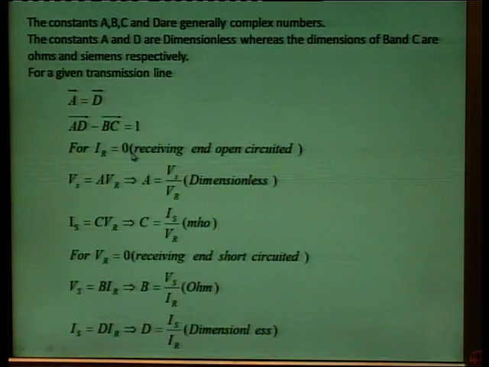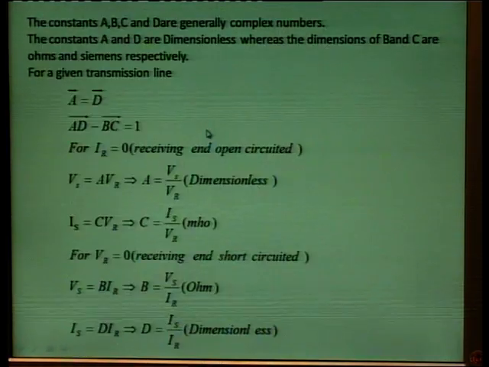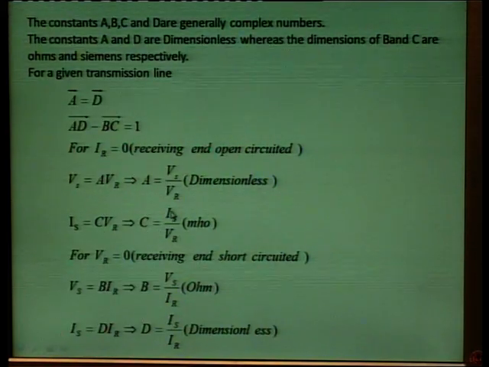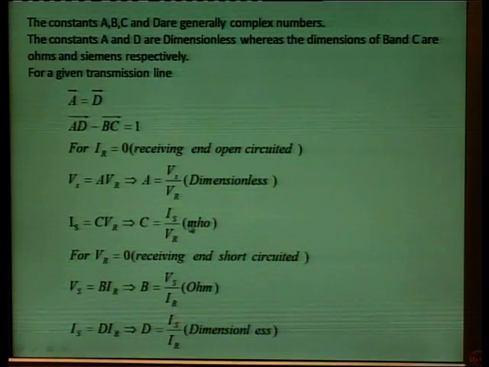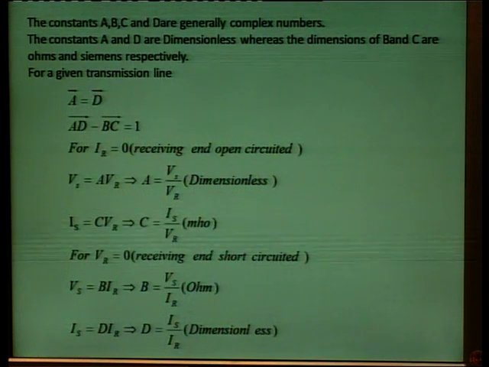Now substituting Ir equal to 0 in the equation of Is, Is will be C Vr. So Is is equal to C Vr, or C is the ratio of Is to Vr. So C is the ratio of current to voltage, that is, it has the units of the reverse of impedance, or the units of admittance. So these are units of mho or siemens.